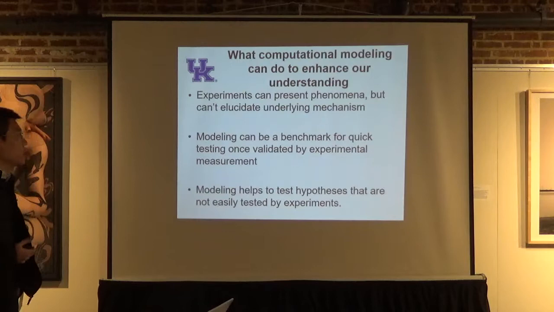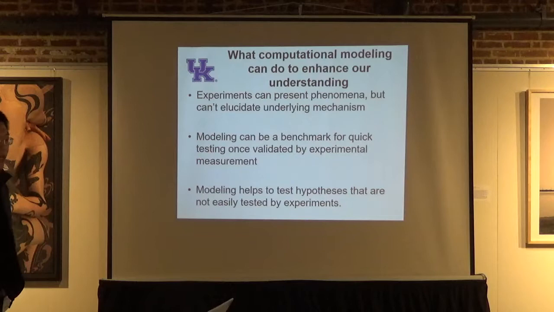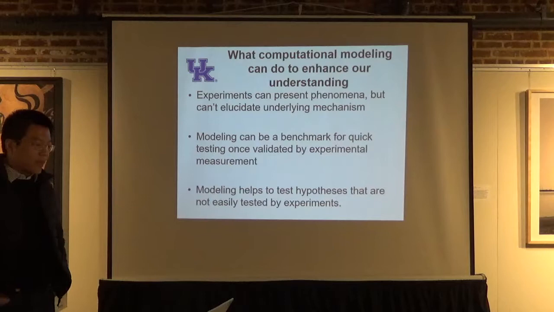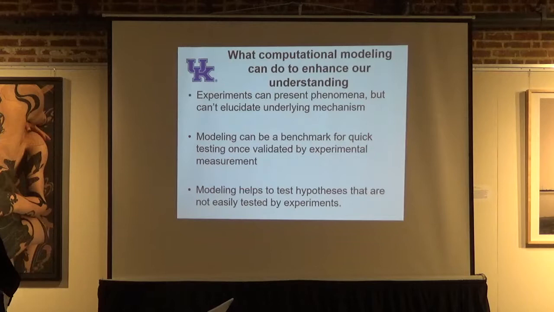So we try to answer that with computational modeling. What can computational modeling actually do to help us understand this? We know experiments can present phenomena, but they cannot elucidate the underlying mechanism. But then we can do modeling. If we do it correctly and the modeling results are validated by experimental measurement, that model can be a benchmark for quick testing. And this modeling helps us to test hypotheses that are not easily tested by experiments.